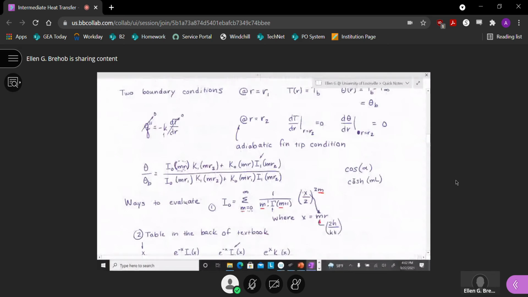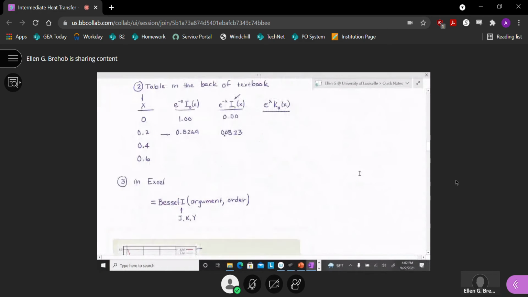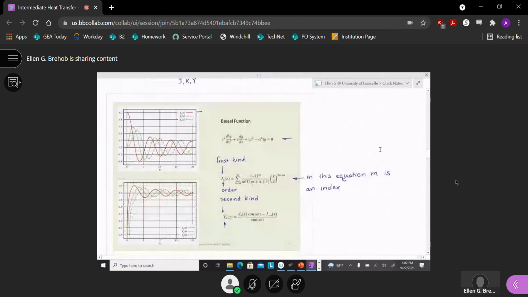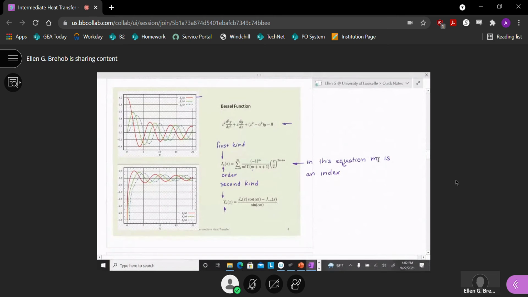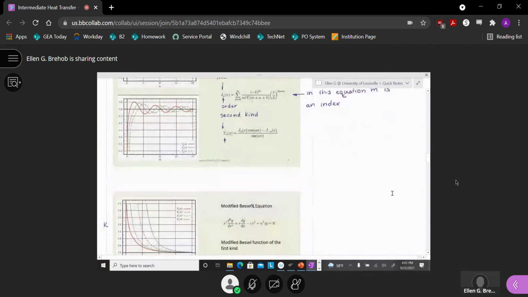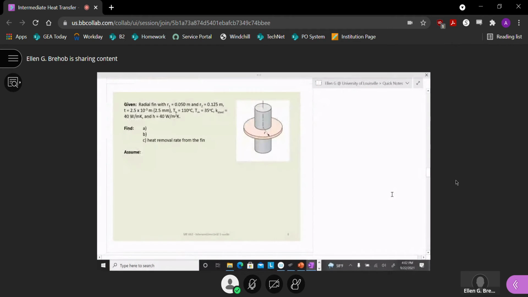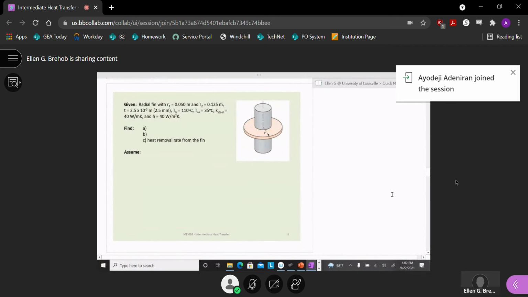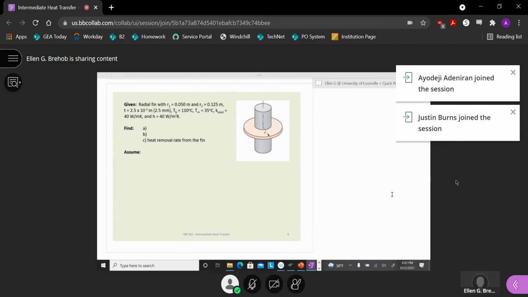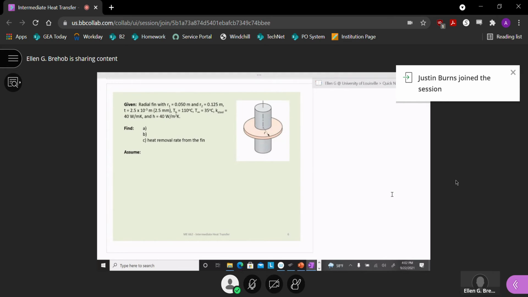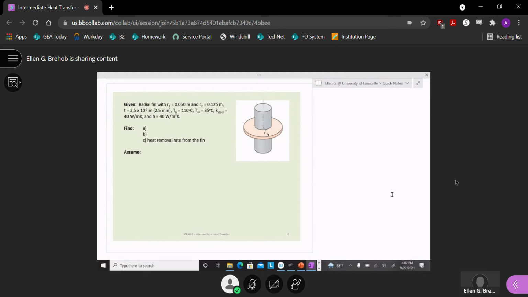Okay, so we went through a lot of this the other day. Scrolling down some more, we looked at some of the definitions for Bessel functions and what they look like. And here's an example problem to run through, and it will have some Bessel functions in it. We won't see the math behind it because I'm just going to show you what the equation looks like that has Bessel functions in it.